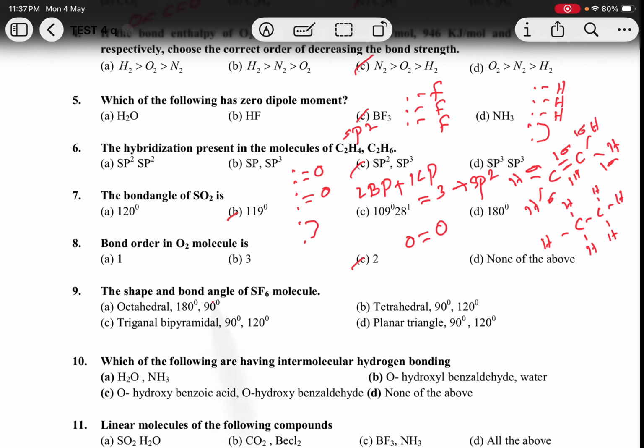The shape and bond angle of SF6 molecule: sulfur belongs to 6th group element. 6 valence electrons form 6 sigma bonds with 6 fluorine atoms. 6 means it undergoes sp3d2 hybridization. sp3d2 hybridization means the structure is octahedral and bond angle is 90 and 180. So option A is the correct one.